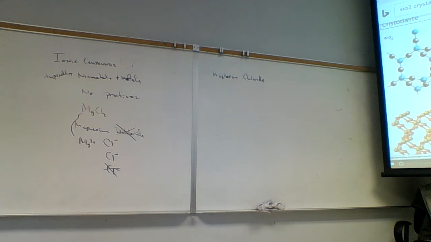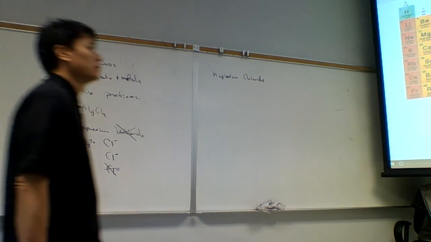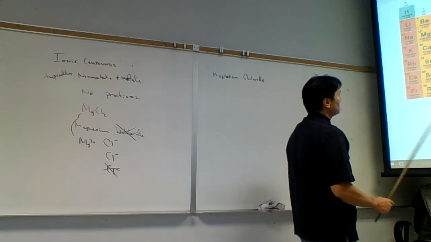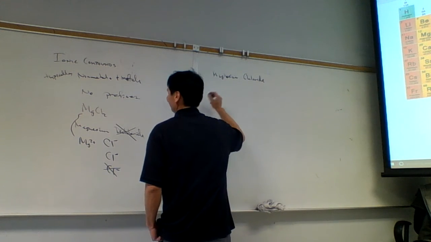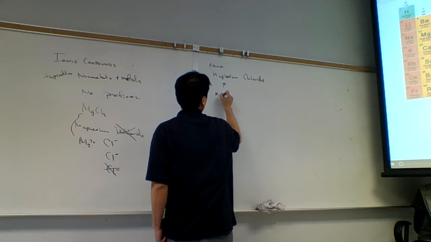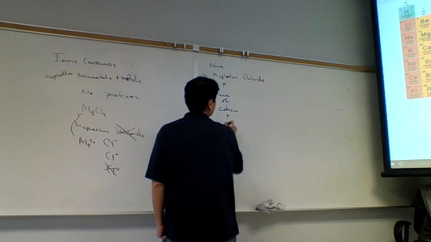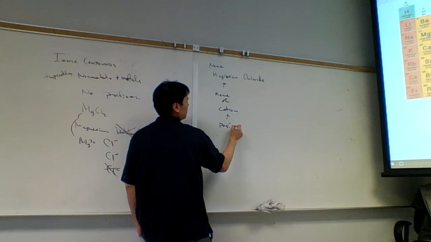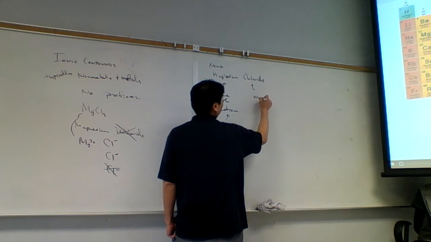When these form ions, we can see what the charge on the ion is based on its position in the periodic table. All right, so the name of this is the name of the cation. You know what a cation is? A cation is a positively charged ion. And this is the name of the anion.